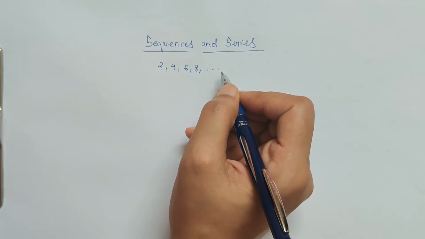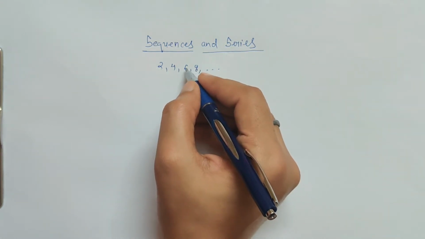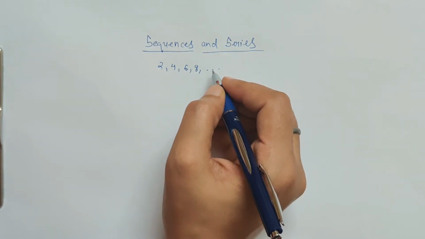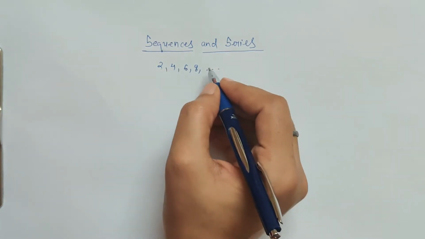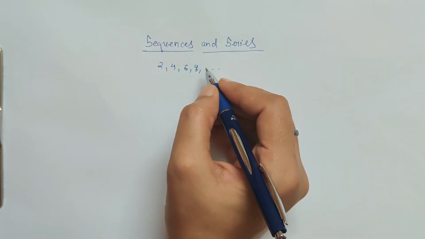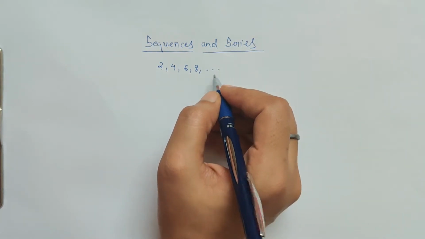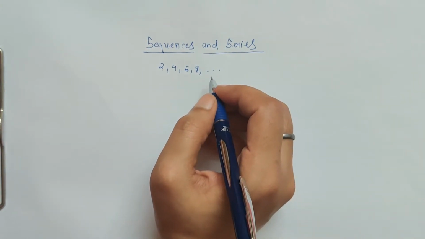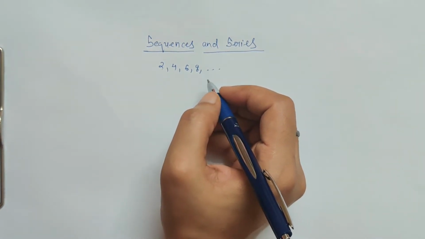Likewise, we may have any type of rule hidden between a term and its preceding term. Such a set of numbers is called a sequence, and if we simply add the terms of any given sequence, that will be called a series. So in this chapter we will learn what types of sequences we may have and how their series may be.